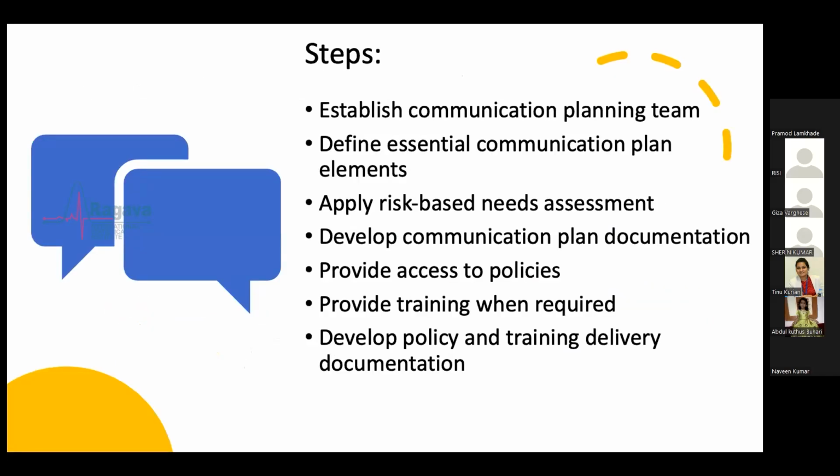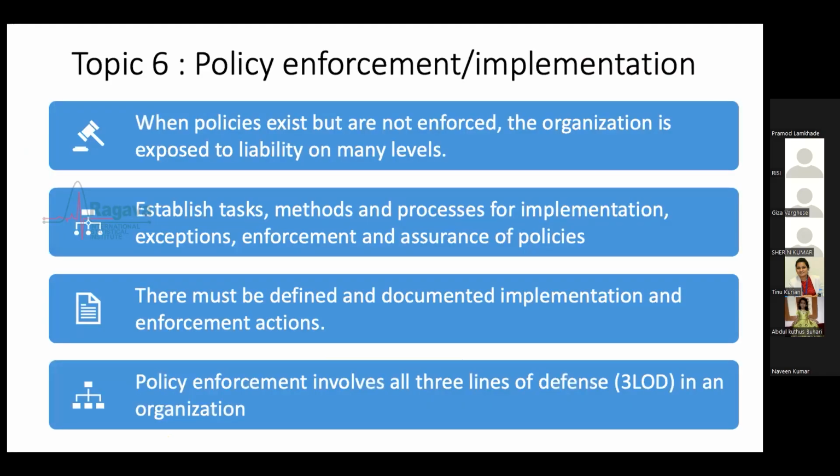Okay, so first of all, to develop or implement the communication and training plan, you have to have a communication planning team if you have, or the policy audit department itself can be this planning team, and the related stakeholders. And you have to have the needed communication plan elements, apply risk-based need assessment as I just explained to you, and all of these things to be documented, and you have to provide access to policies and training, and training delivery documentation. So these are the different steps involved in the implementation of policy communication and training program.